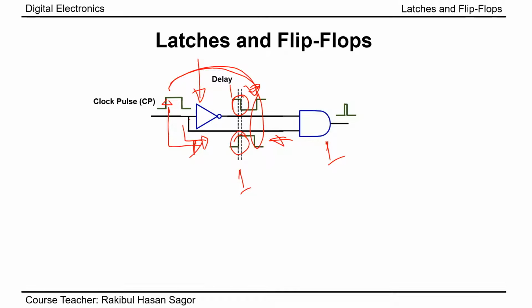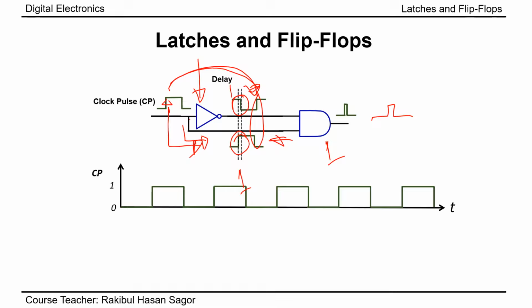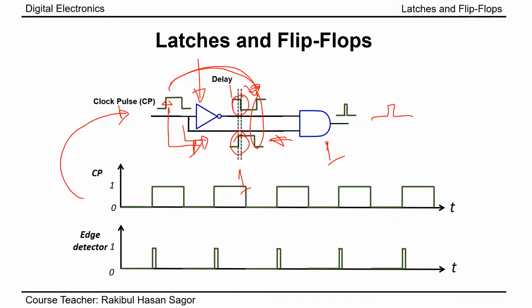Whenever the clock pulse goes from 0 to 1 again, there will be another small glitch. So if we give this type of clock pulse signal at this input, at the output side we'll get this edge detector output. That means when the clock pulse goes from 0 to 1, we'll get a glitch. In this way, we can detect the positive edge triggering. This is a typical logic diagram which will detect the positive edge transition.